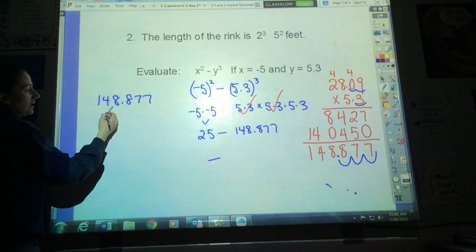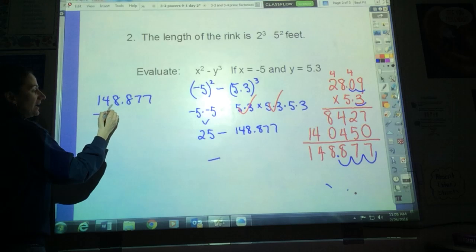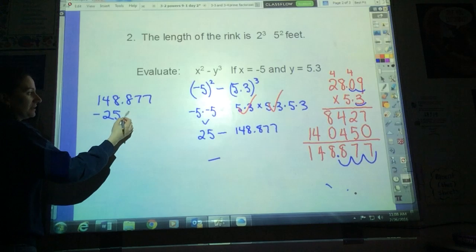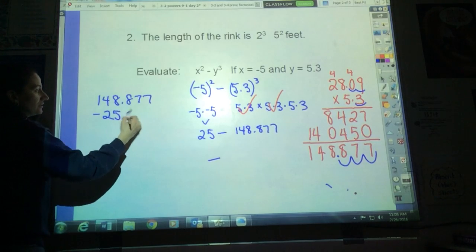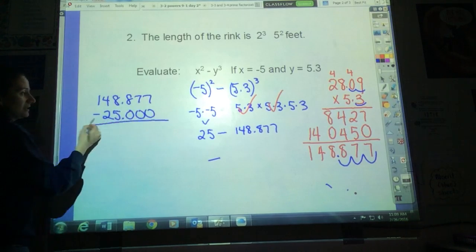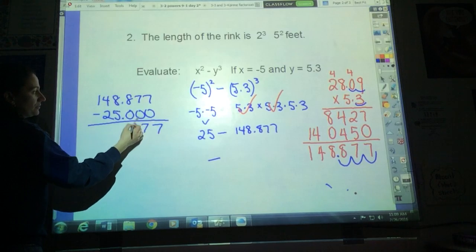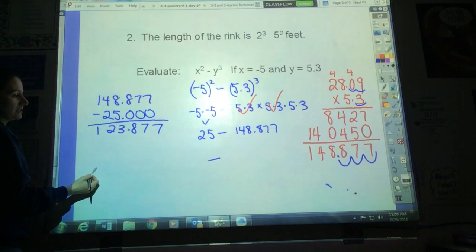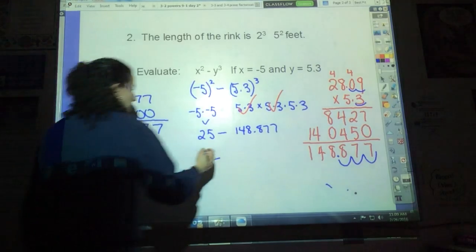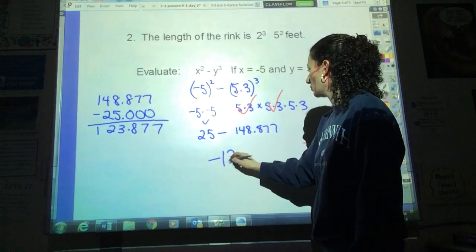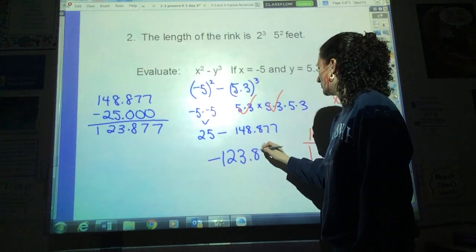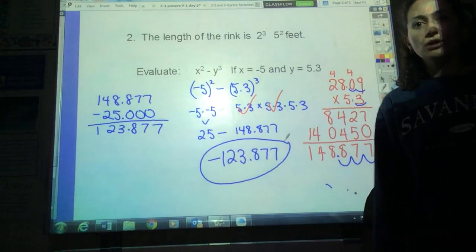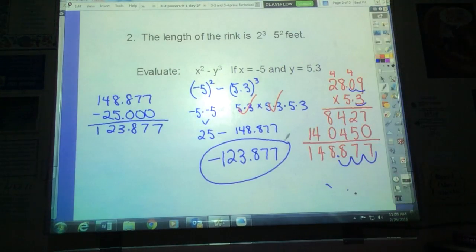148.877. And I'm going to subtract 25. Watch this. My 25 goes here because it's 25 wholes. So these are going to be zeros. Got to be careful how you line up your numbers. Be neat as well. It looks like my final answer is negative 123 and 877 thousandths. Woo, that was a lot of work. Not difficult, I hope, but just a lot of work.